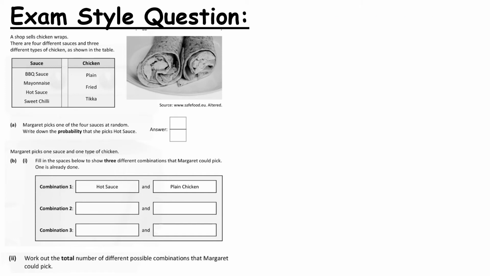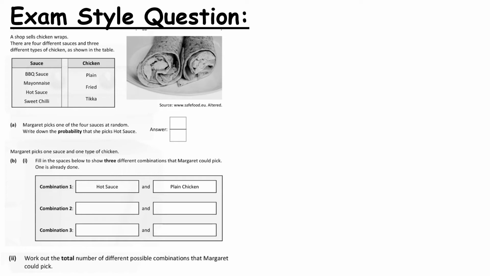So let's look at an exam style question. A shop sells chicken wraps. There are 4 different sauces and 3 different types of chicken as shown in the table. So we could have barbecue sauce, mayonnaise, hot sauce, sweet chili, and the types of chicken, there is plain, fried, or tikka. Margaret picks one of the 4 sauces at random.